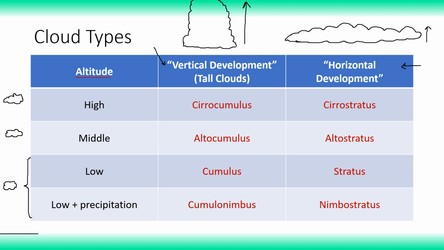So now if you look at these names, you might see a few patterns. If you look down this vertically developed column right here, you'll see that all of these have a similar word stuck in there. Let's look at the standard one here, because this one doesn't have any prefix or suffix attached to it. So the clouds that are vertically developed, so to speak, these taller clouds, are cumulus clouds.